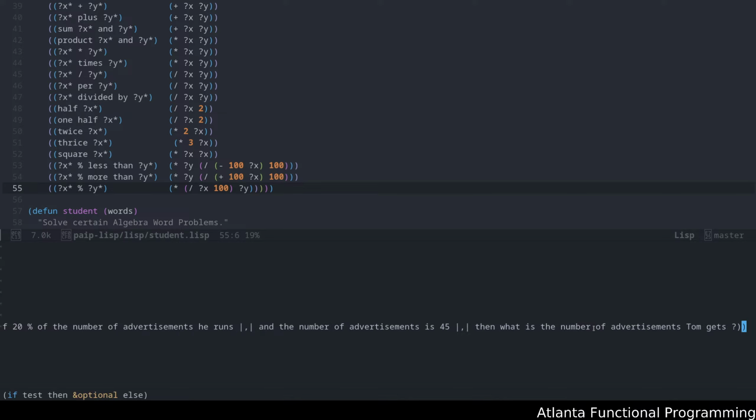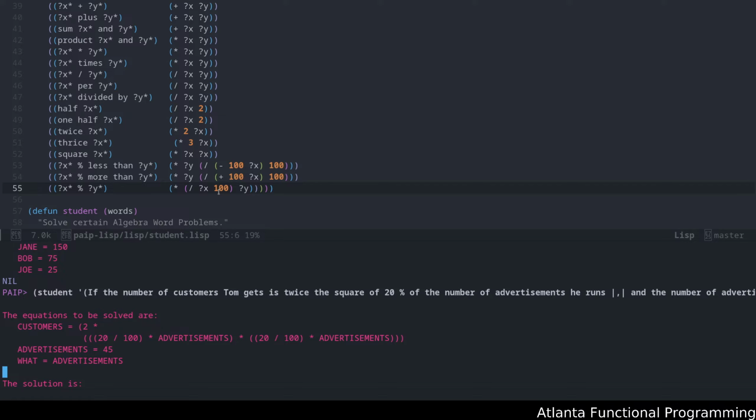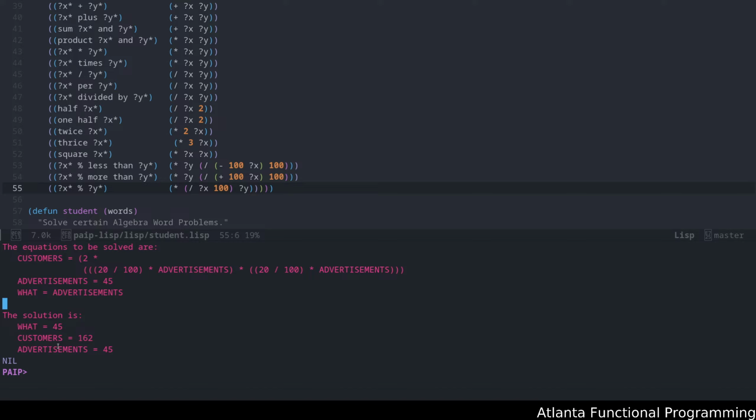So twice the number of 20 divided by 100 times environments. So it actually gets this construction here, and it squares it accordingly, and then it uses constraint propagation to actually go and figure out the number of customers that need to be given to Tom.